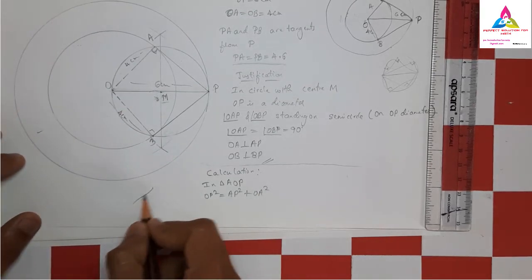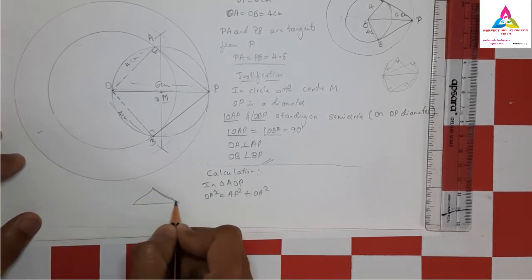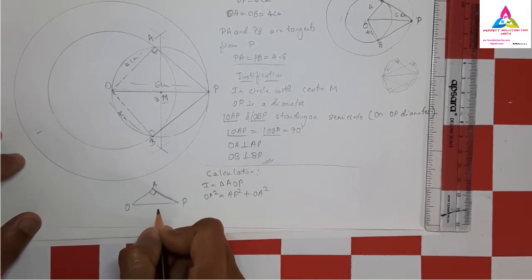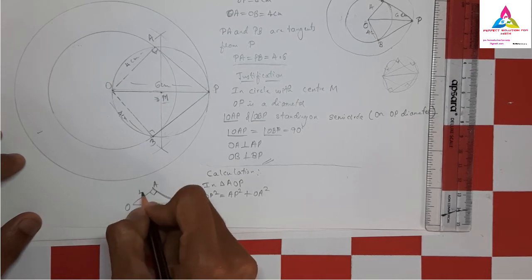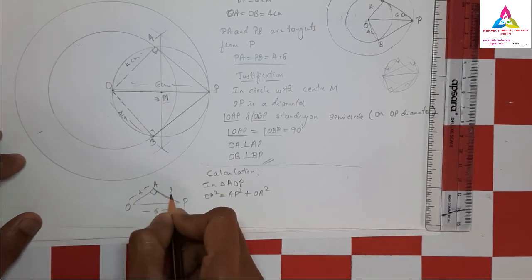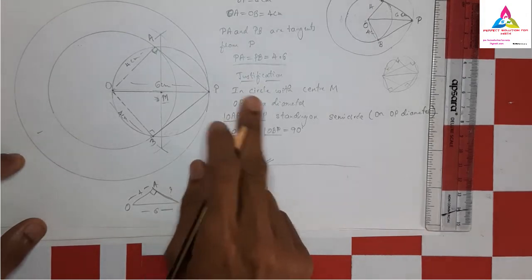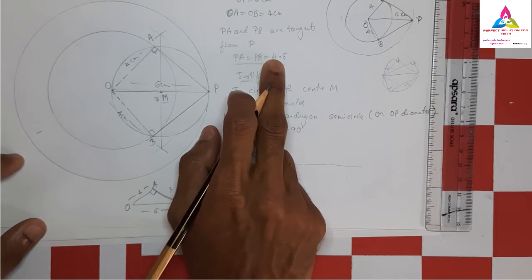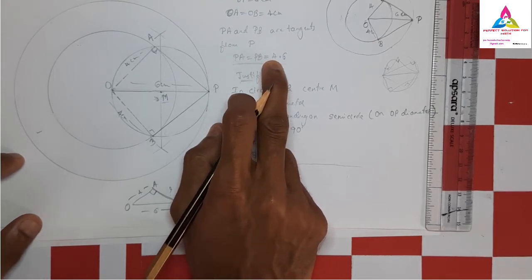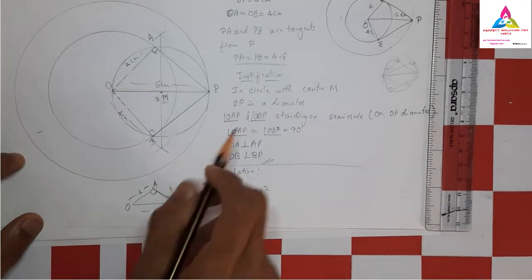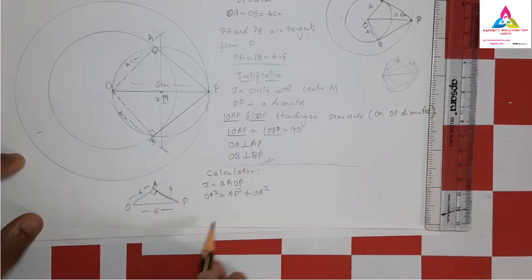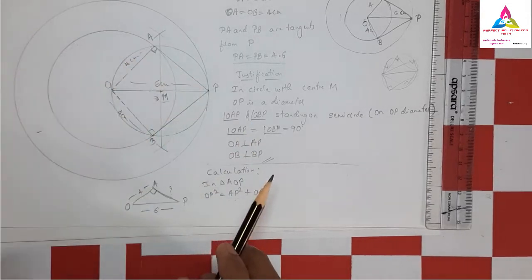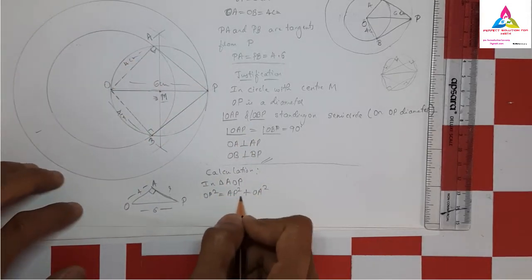If you are getting confused, draw the triangle here. This is 90 degree, this is angle A, this is O and this is P. This one is 6 centimeter they have given, this one is 4 centimeter they have given. We don't know the AP value, that AP value only we have to find. Actually we have already found the AP or PA value, it is 4.6, but we have to verify it. So verification we are doing here. PA or AP both are the same length.